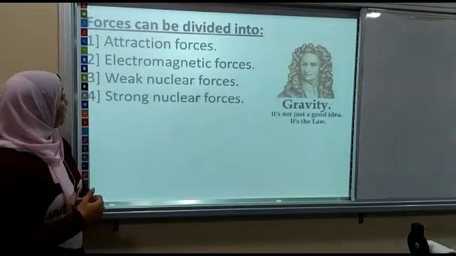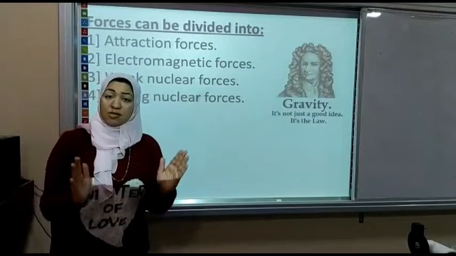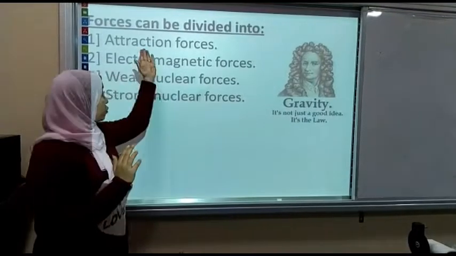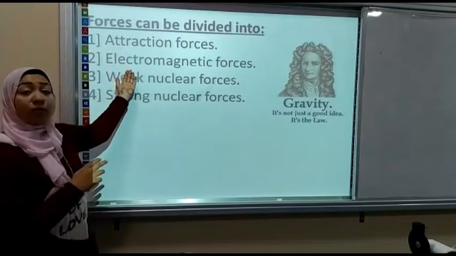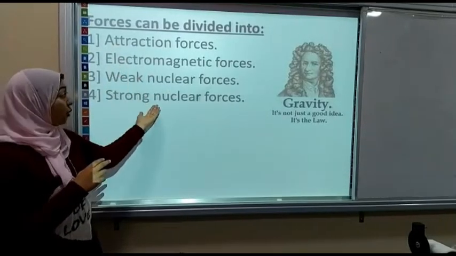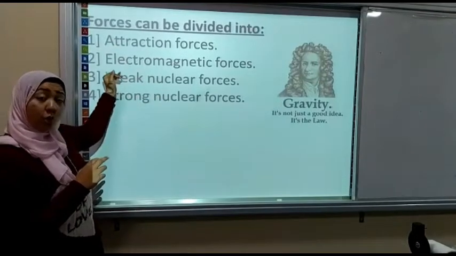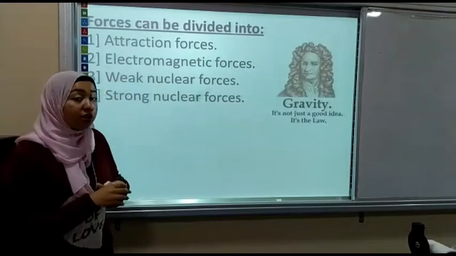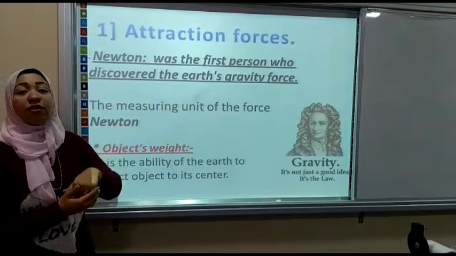Let's continue. Now we are going to divide the forces into 3 forces we are discussing in this lesson. First, we're going to start with the attraction force, and then electromagnetic forces. Third, the nuclear force. And the nuclear force has 2 types, weak nuclear force and strong nuclear force. Let's start with the first one, the attraction force.